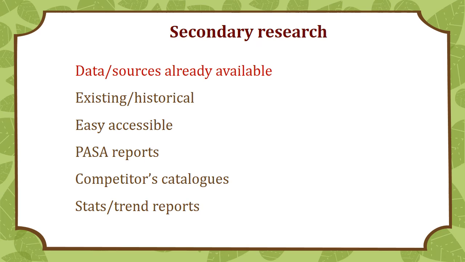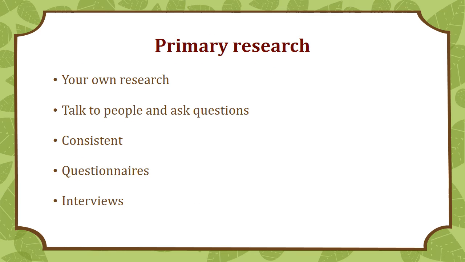Your secondary research is data sources already available. It's existing research. We also refer to it as historical research. It's easily accessible. Sometimes there are archives that you can just click on and download stuff. PASA reports are actually an example. Your competitor catalogs are also examples. Stats and trend reports. Primary research, as I said, is something that you do on your own.